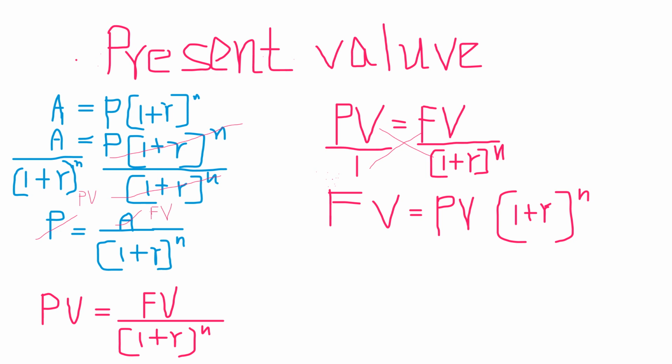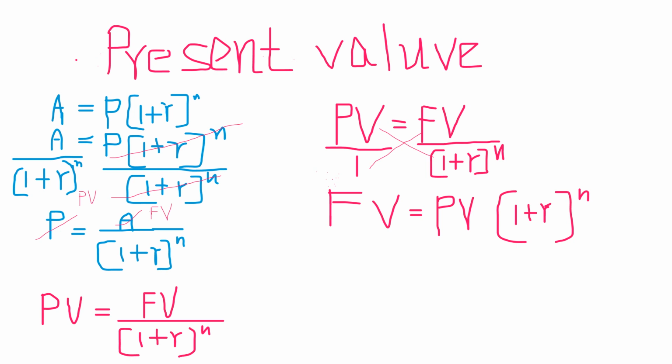What we do here, instead of P, we replace P by PV, and instead of A, we write FV. PV represents the present value, FV represents the future value. If we rewrite the formula based on the new notation, it will be PV equals FV divided by 1 plus R into the power n. PV represents present value. That is how we derive the present value formula.